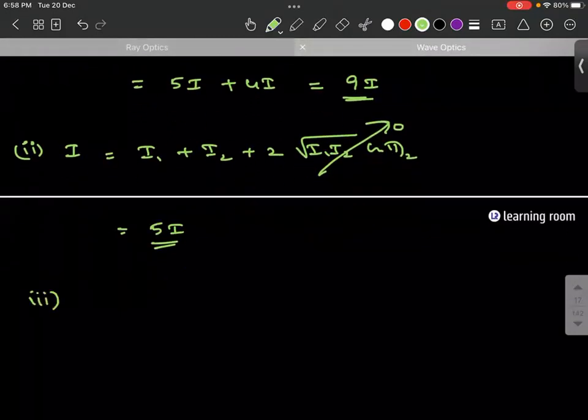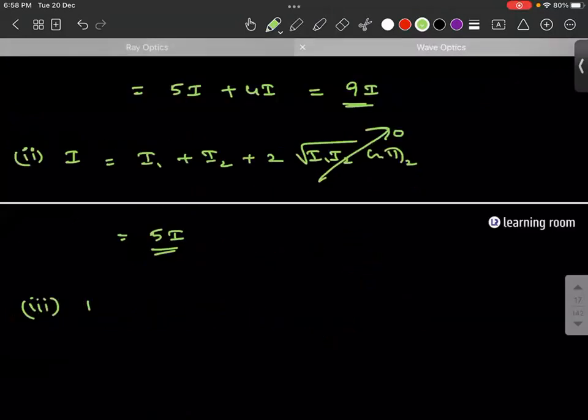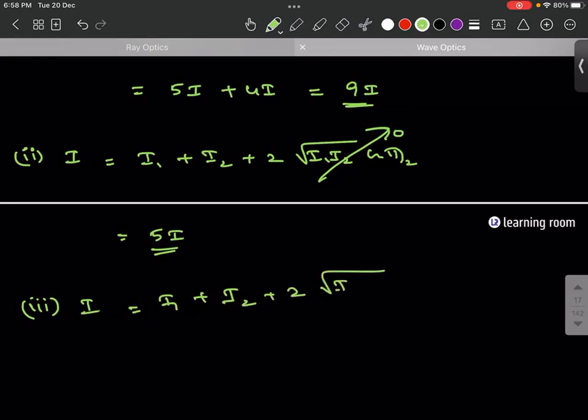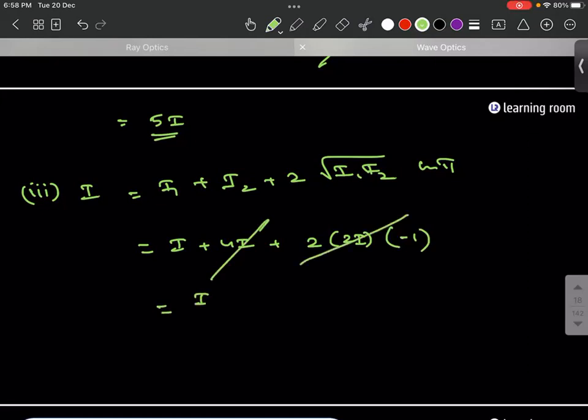Third, when the phase difference is pi, so I will be equal to I1 plus I2 plus 2 root of I1 I2 cos pi. So I1 is I, this is 4I plus what is going to be the value of cos pi? It is minus 1. So 4I and 4I are lost. Answer will be I.